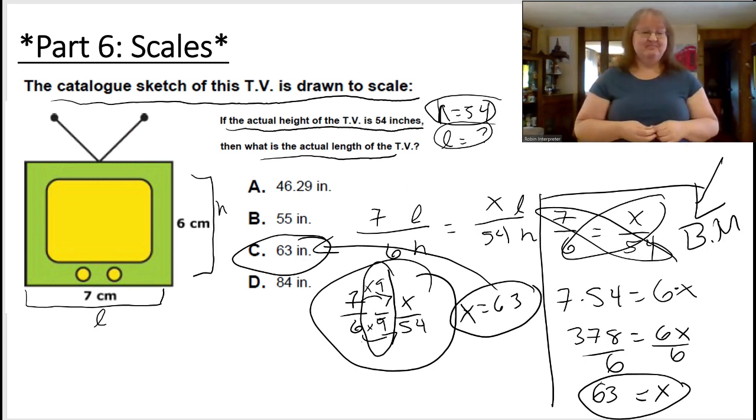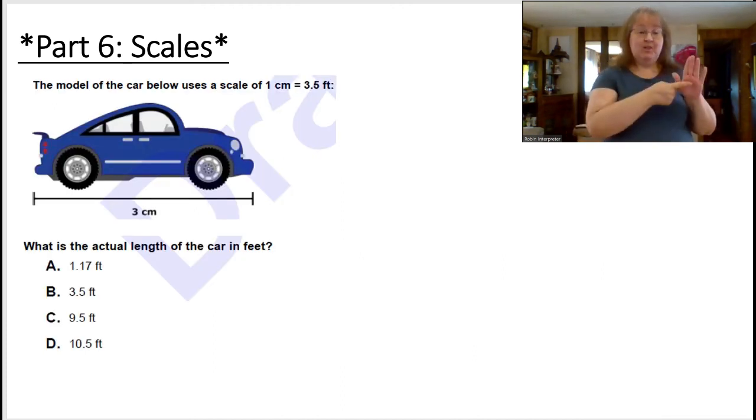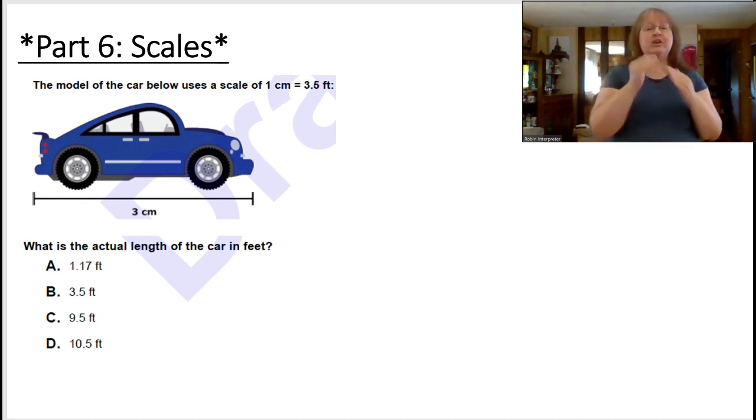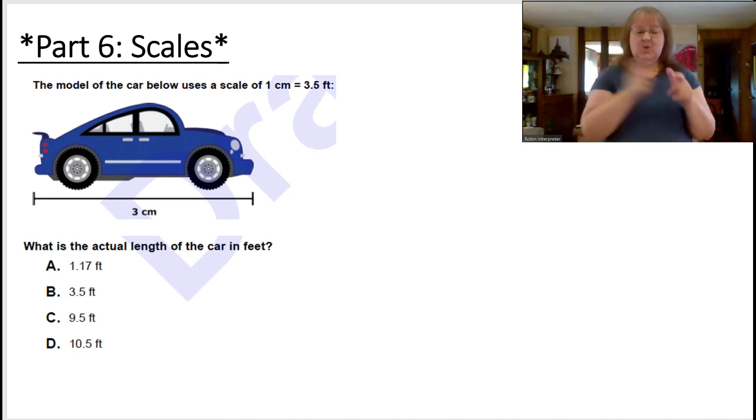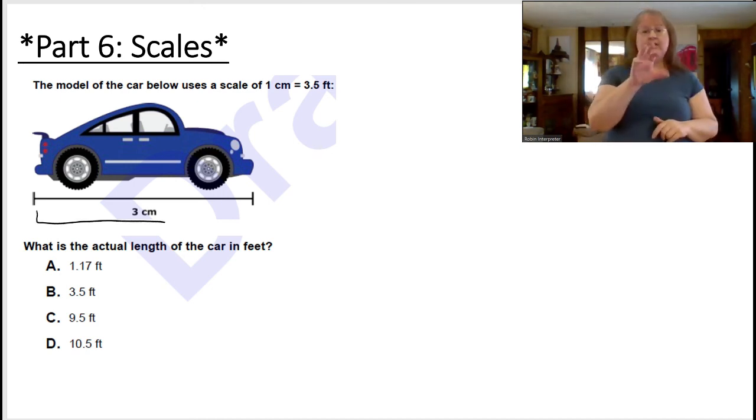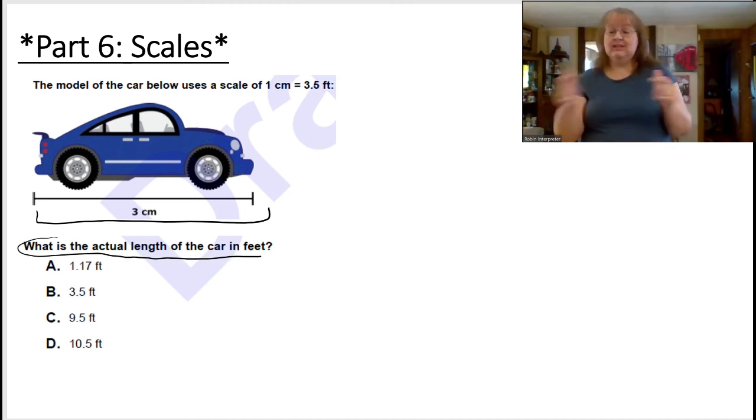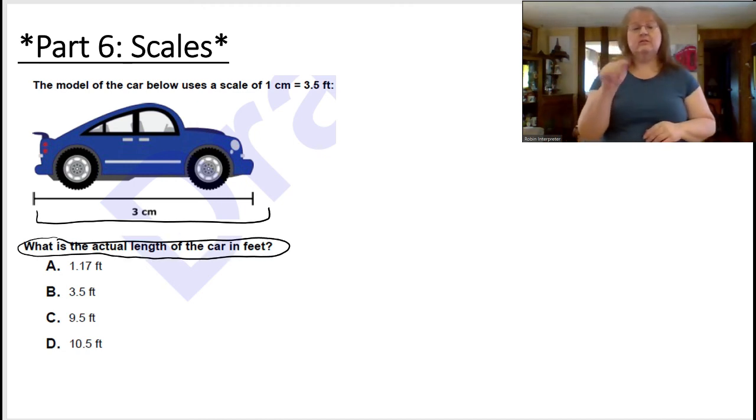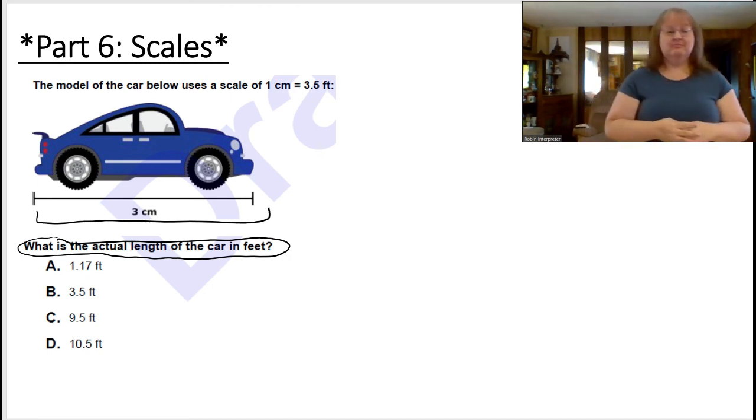All right, last problem. Scales. Let's look at this one. The model of the car below uses a scale of 1 centimeter equals 3.5 feet. The length of the whole car is 3 centimeters. What is the actual length of the car in feet? In feet. So go ahead and press pause and see if you can figure out this, and then come back if you get stuck. Go ahead.